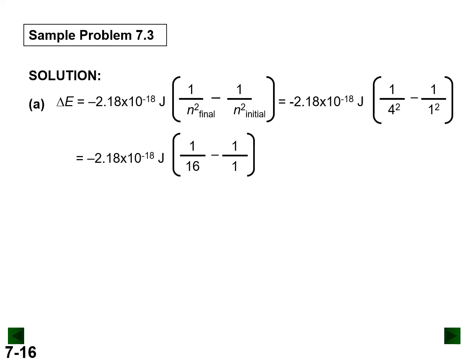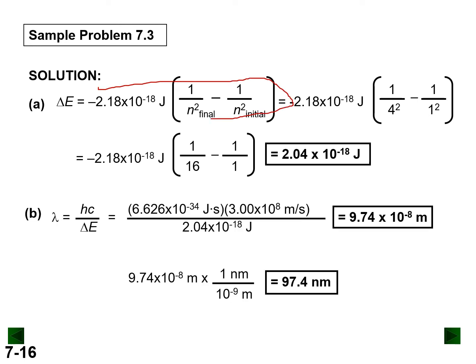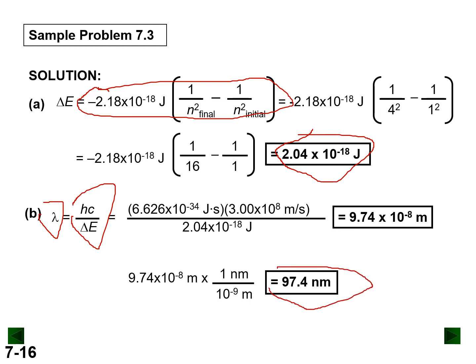Then we need to find the change in energy and wavelength of the photon. Based on the problem, you can use this formula to find the change in energy of the atom, and then substitute the values into the equation to get this value. Next, you need to find the wavelength of the photon, right? So you can use these equations, substitute the values, and you get the wavelength of the photon.